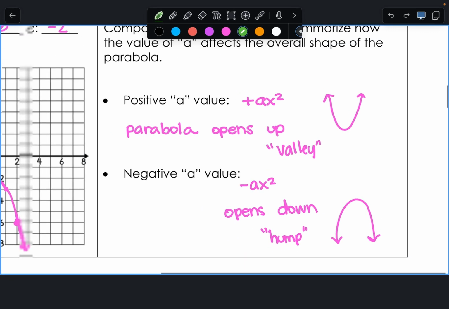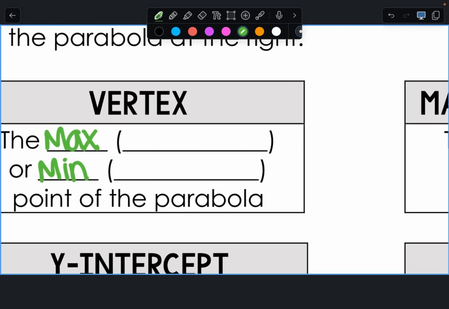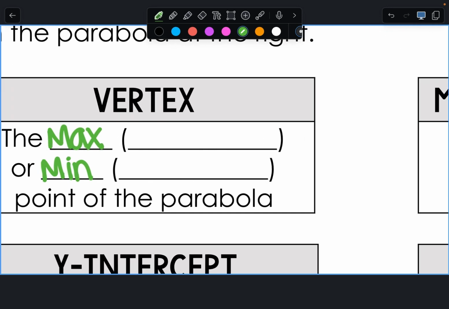Okay. So, we talked about that hill, that turning point, that hump. That is actually called your vertex. That is going to be the maximum or the minimum point in your parabola, in your U shape. That's going to be the maximum or the minimum point.